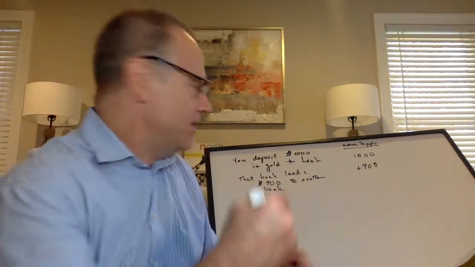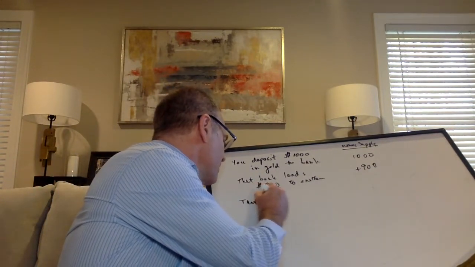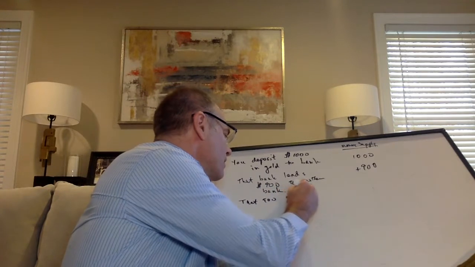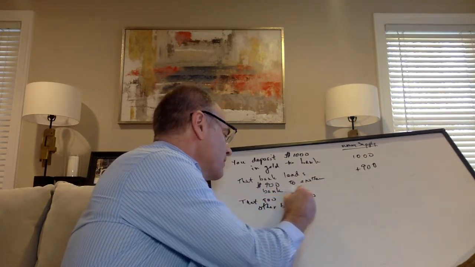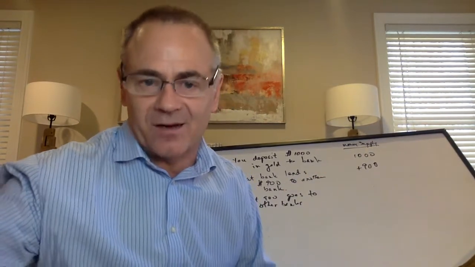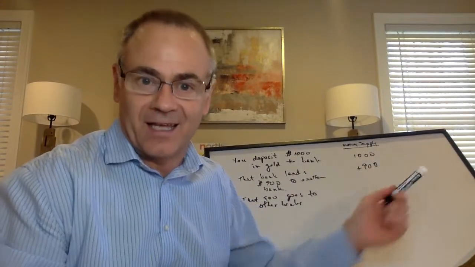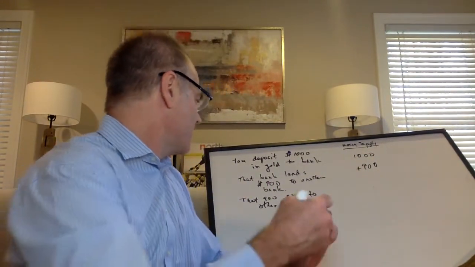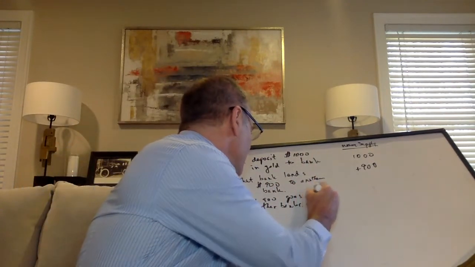That 900, let's say, goes to other banks. People receive that and use that money to buy and sell. The sellers get the money and deposit that money in other banks. That 900 goes to other banks.